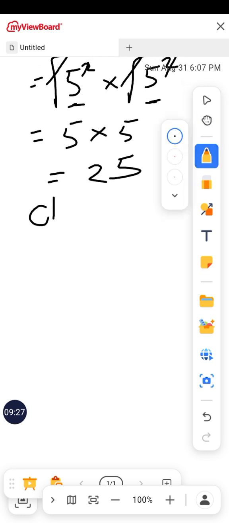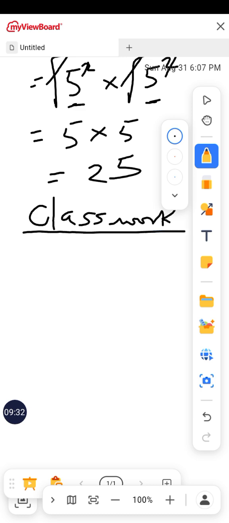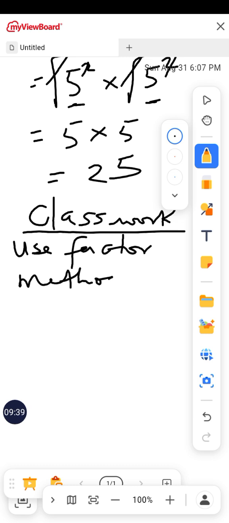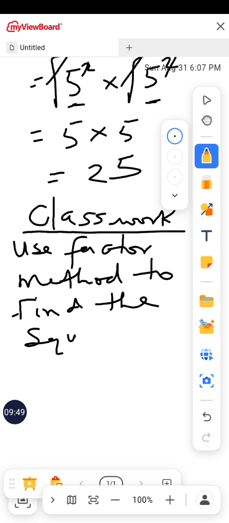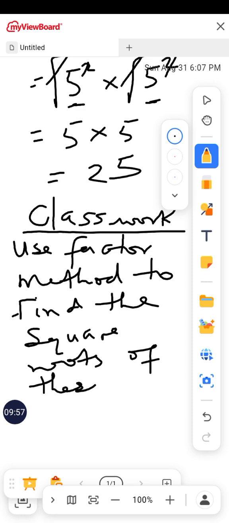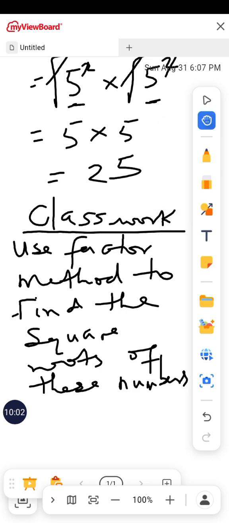So as our class work, use factor method to find the square roots of these numbers.